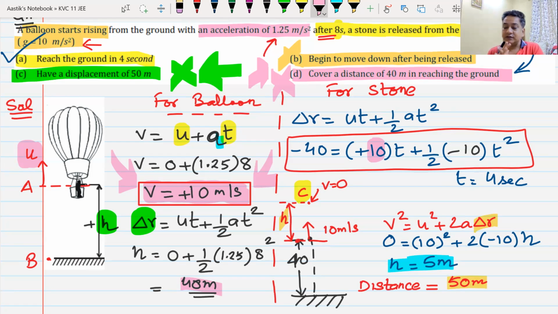With this, we bring to an end the chapter on motion under gravity. From the next class onwards, we will start with the graphs. I intended to start the graphs today, but since we got stuck in motion under gravity, we could not start the next topic. We start the next topic in the next class.